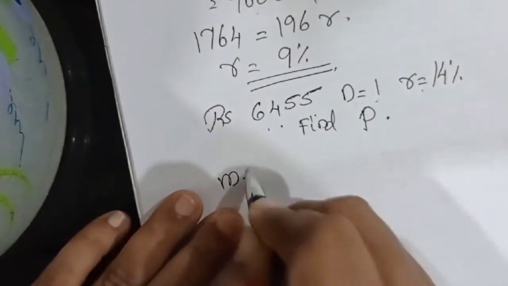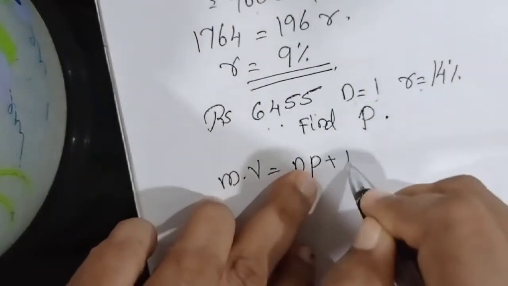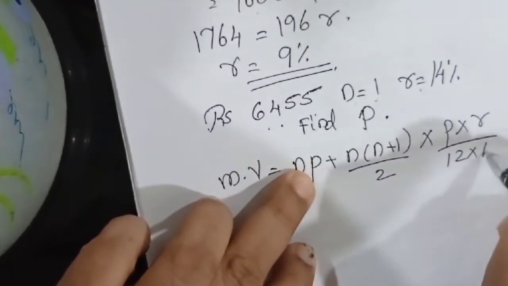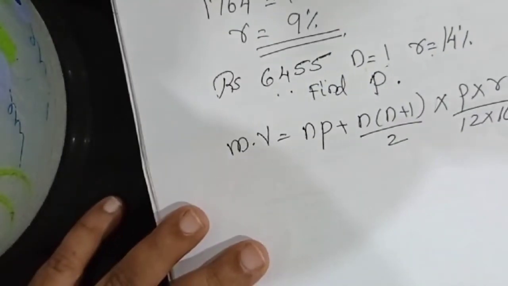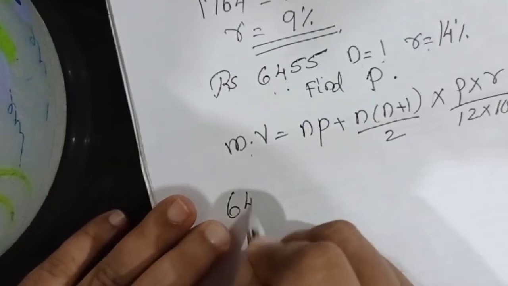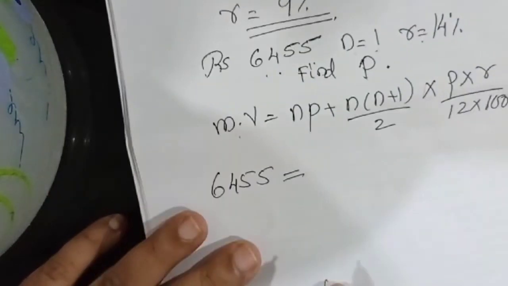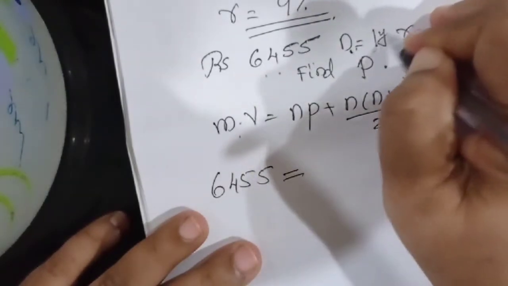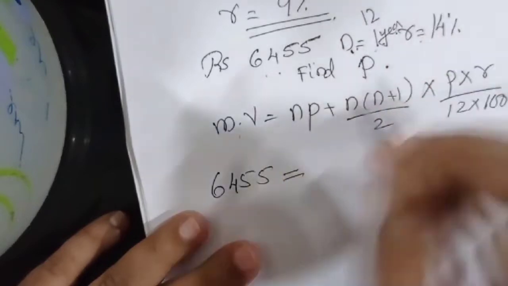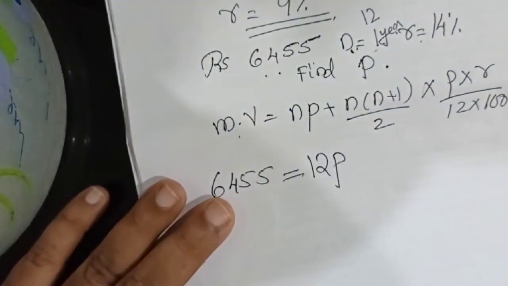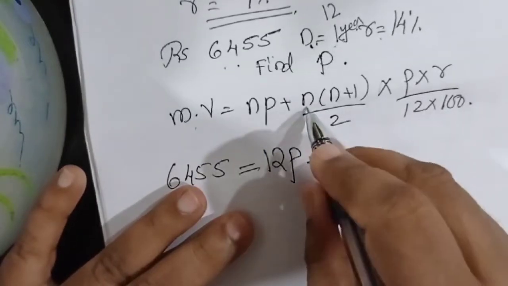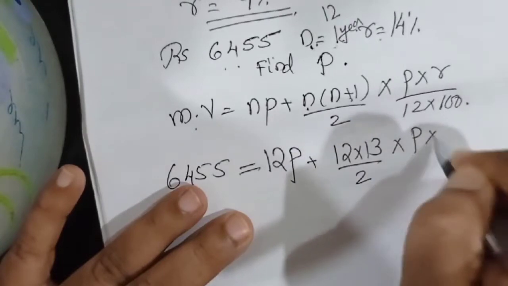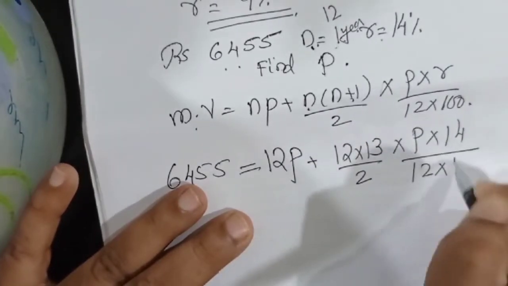Copy the formula. MV is equal to NP plus N into N plus 1 by 2 into P into R by 12 into 100. In all the cases, you copy the same formula. What is the maturity value? 6,455 equal to N. Is N given? Look at the board. N equal to 1 year means how many months? Yes, 12 months. 12 into P is not given, therefore 12P plus 12 into 13 by 2 into P is not given. R is 14 by 12 into 100.